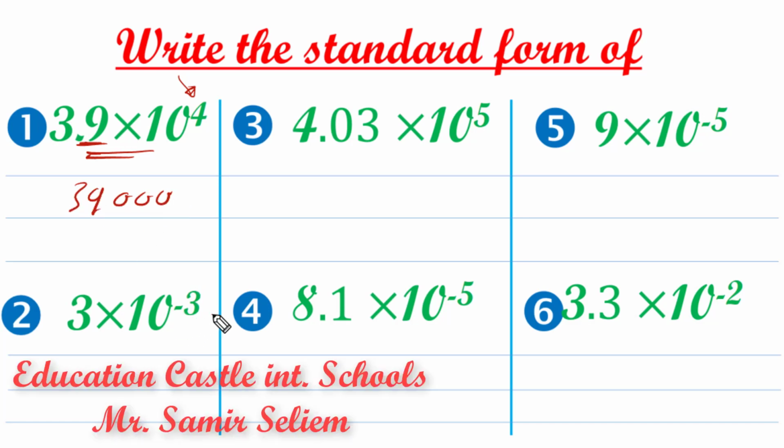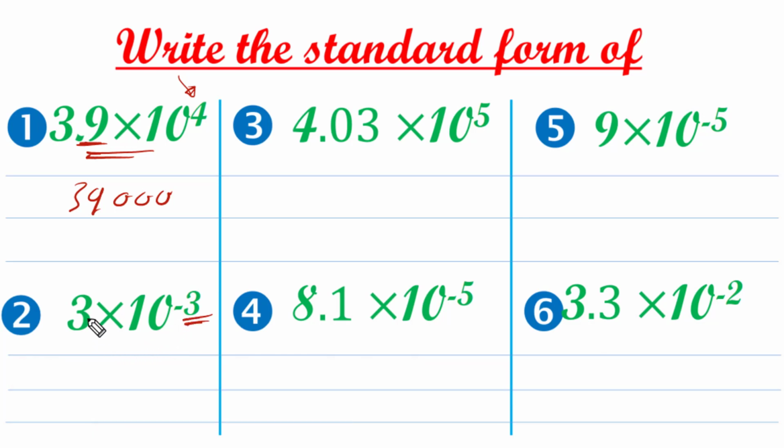Next, guys, the power is negative. So you have to move the decimal point to the left. Now like this. Now we have just one decimal place. We will insert double zero. We will get 0.003.